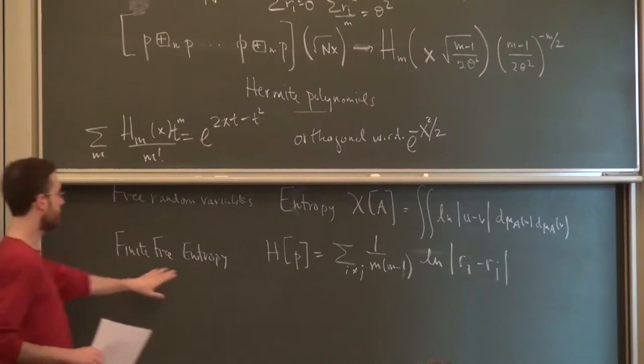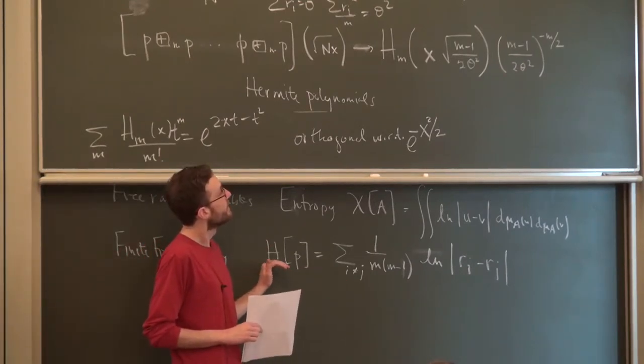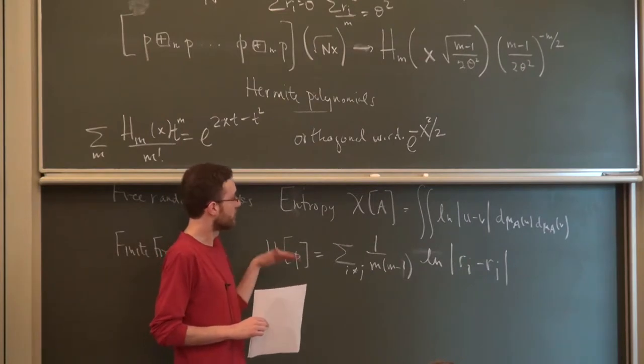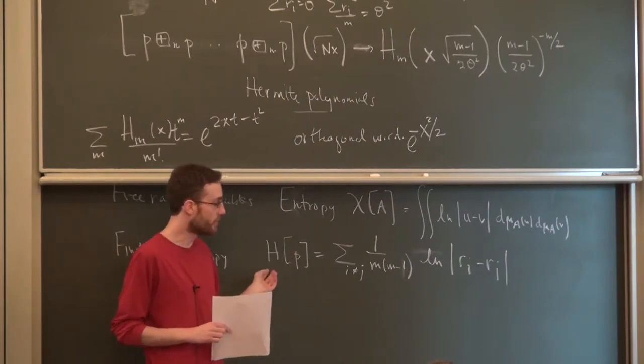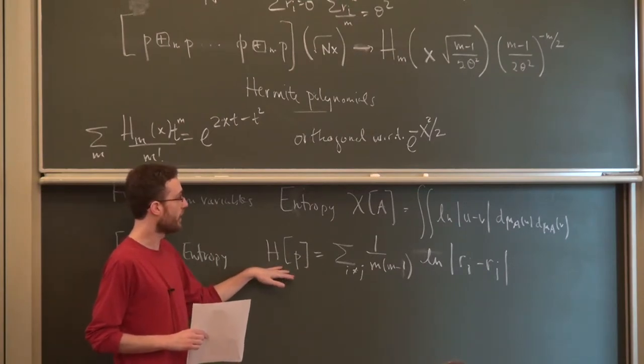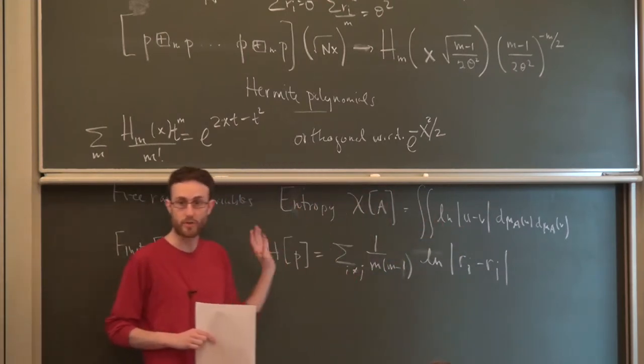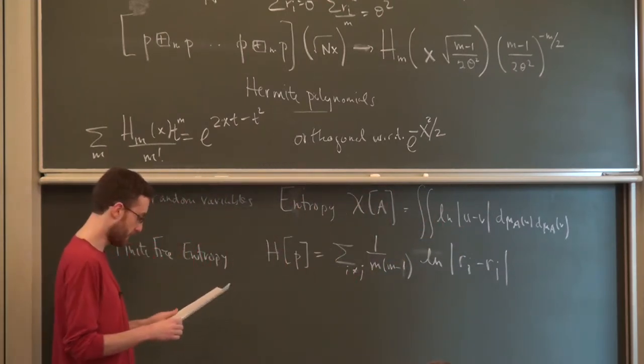And this is minus infinity if h has a double root, and that turns out to be sort of equivalent to the free probability definition, when your distribution here has an atom, then your entropy ends up becoming minus infinity.